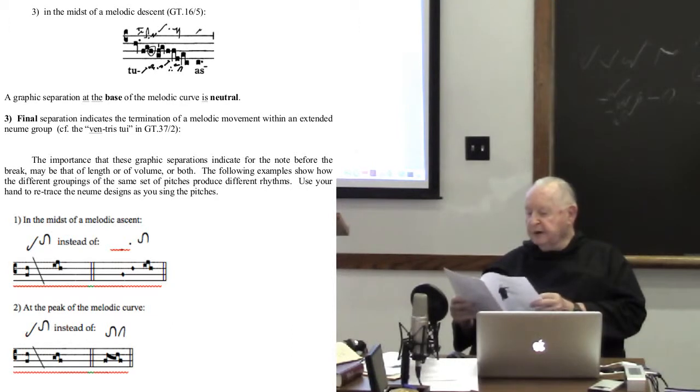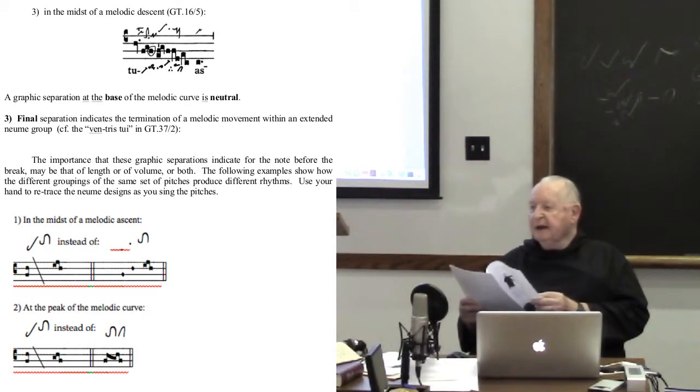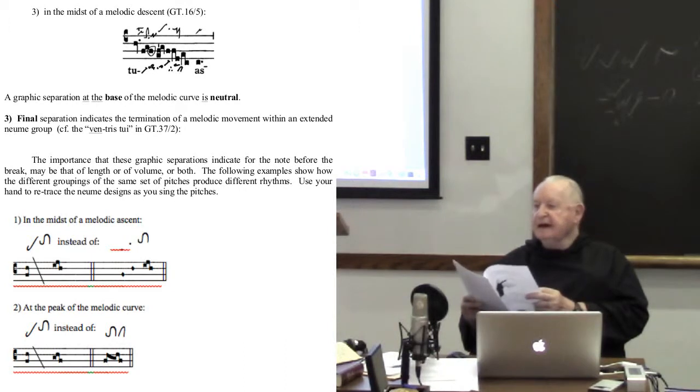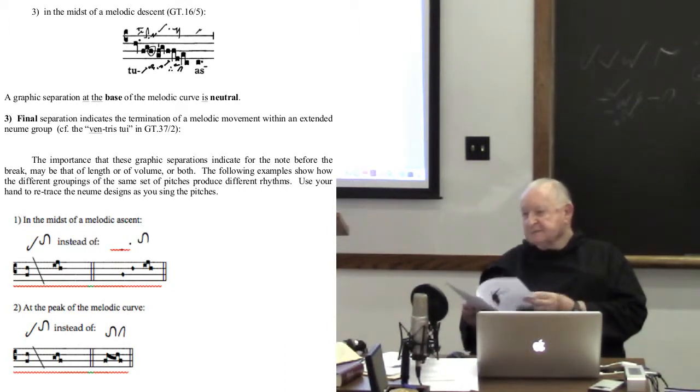And then notice what I put underneath. A graphic separation at the base of the melodic curve is neutral. It could be either or. We don't know unless they put a T on the note, meaning tenere, or A, augeti, and lone, or they put a C, celeriter, or they put an N, non tenere. You know, we just don't know. In other words, when in doubt, move on.